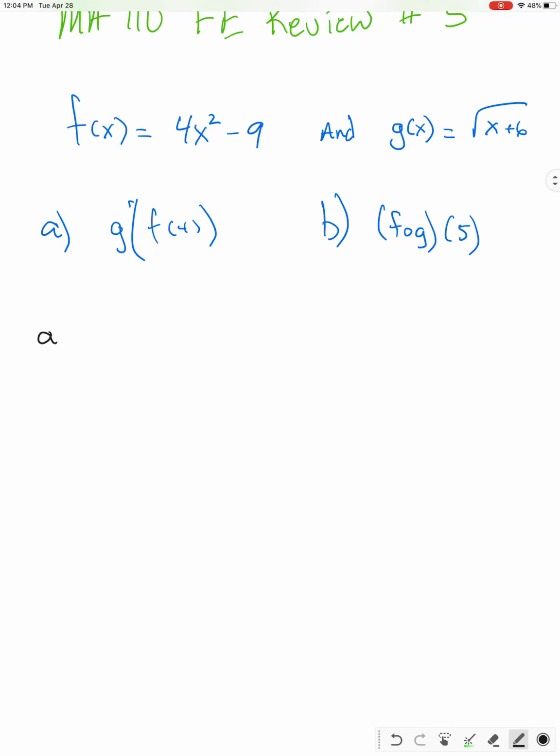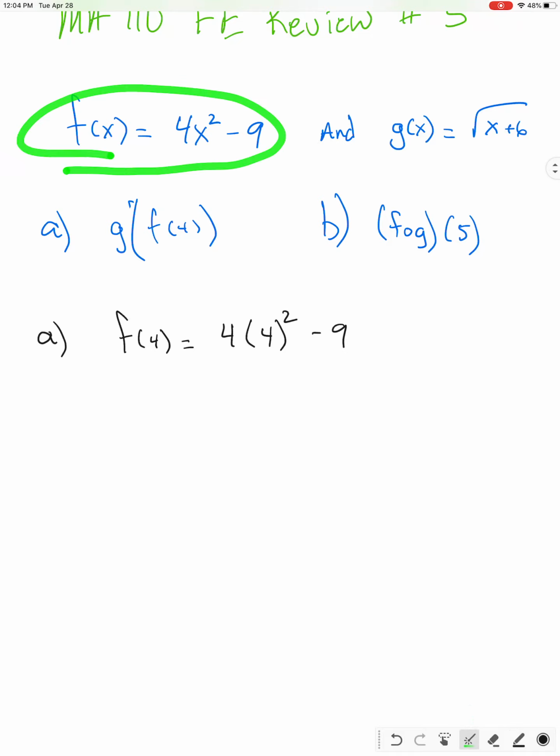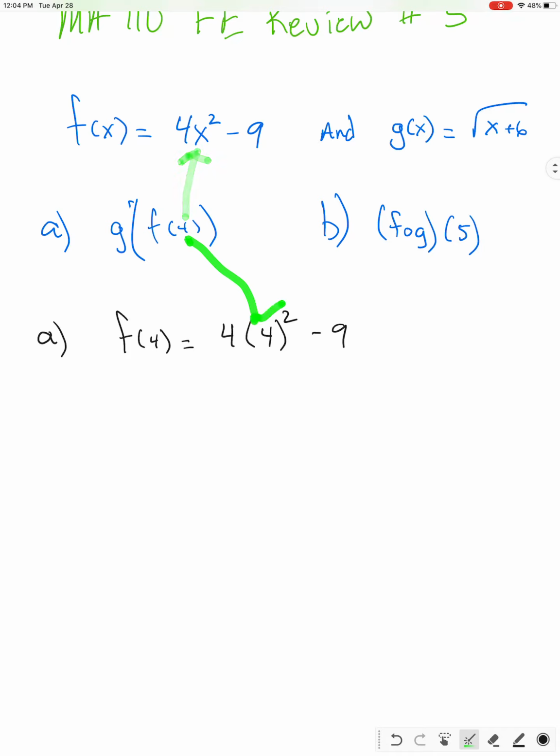So for A, I'm first going to evaluate what is f of 4. So I'm going to evaluate the inside first. So f of 4 equals 4 times 4 squared minus 9. And I get that from looking here. That's f of x, and wherever I see x, I put this 4. So I put this 4 in for x.